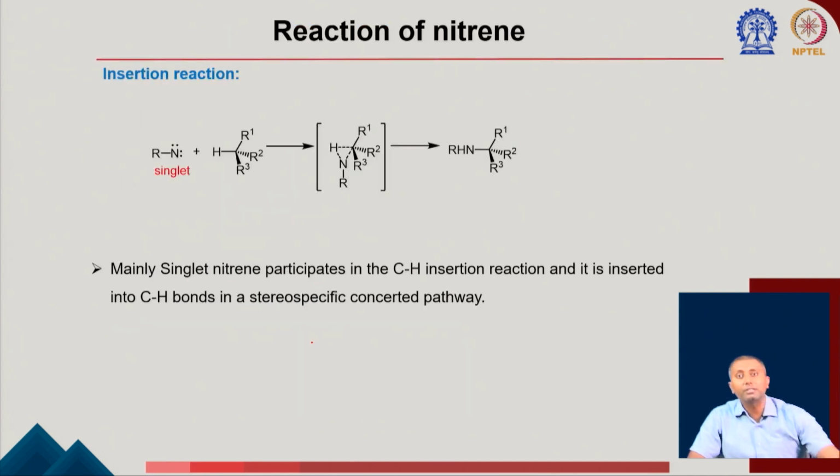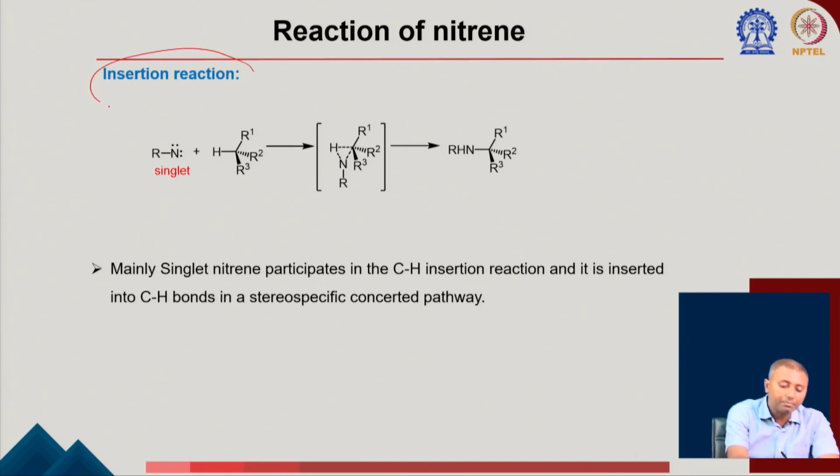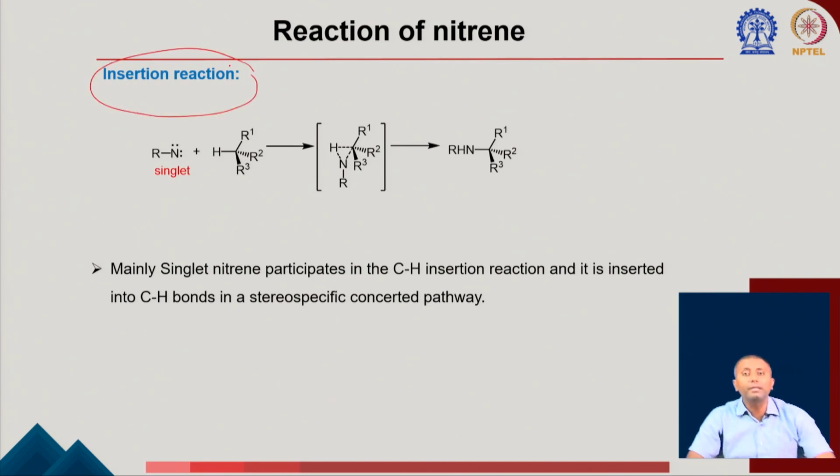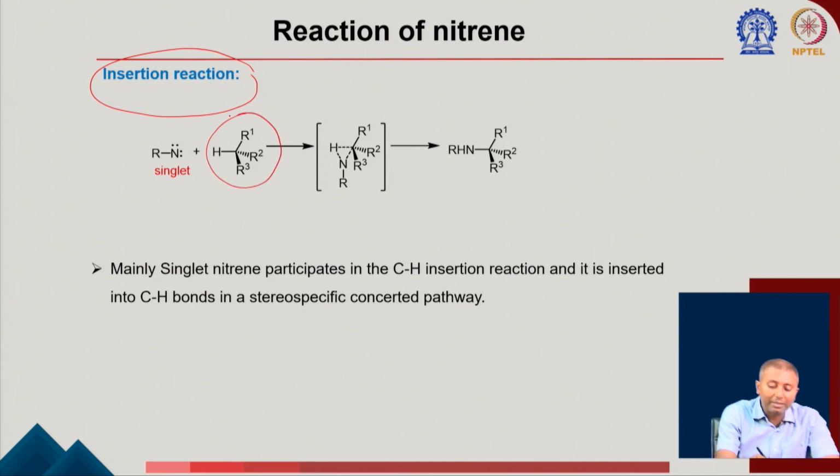So let's start with the first reaction of nitrene, the insertion reaction. We have learned about the carbene insertion reaction, and I already talked about in the carbene that the reactions happening from a singlet are very much stereospecific. That means if you start with a chiral center, that particular chiral center will remain intact here. Only the CH will be replaced by NHR.